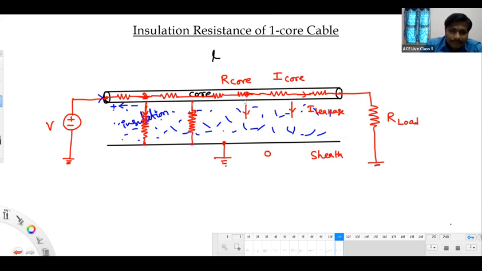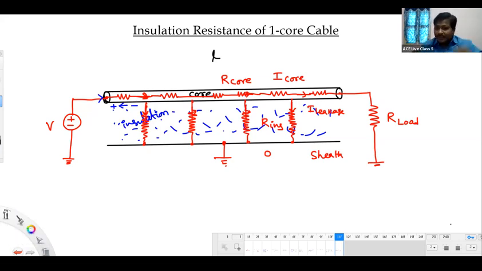Between the conductor and something like this. These are the insulation resistances we have kept. Very simple question I am asking.